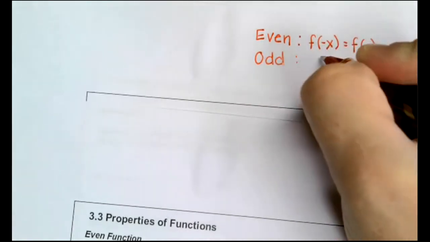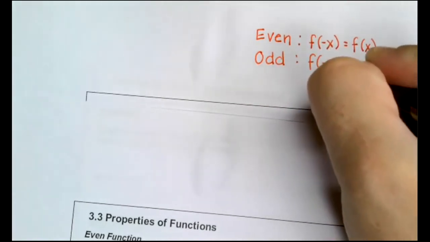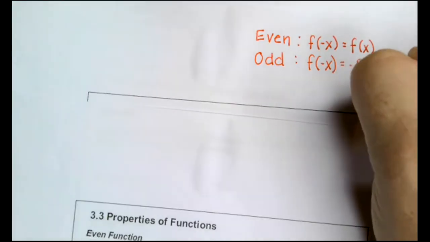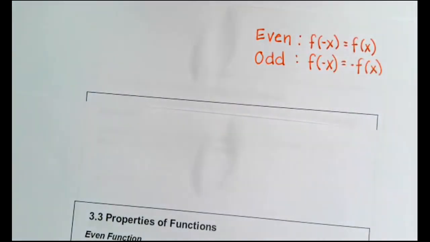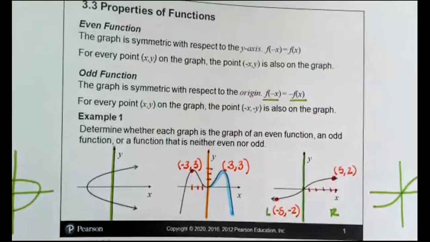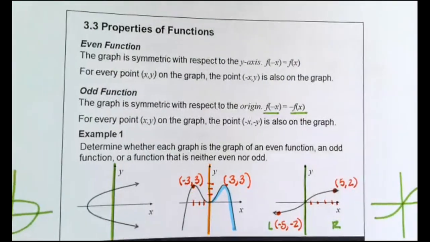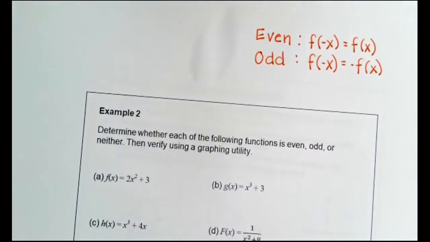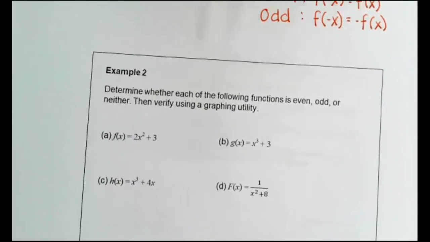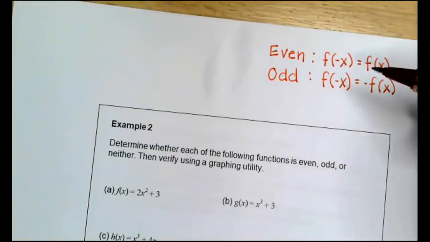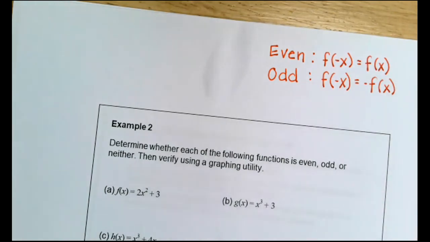Odd: f of negative x equals negative f of x. So all we're gonna do, and I got that from here, is turn everything into f of negative x and see if it goes back to its original equation, if it looks the same as when we make everything negative, or neither, right? It can also be neither.